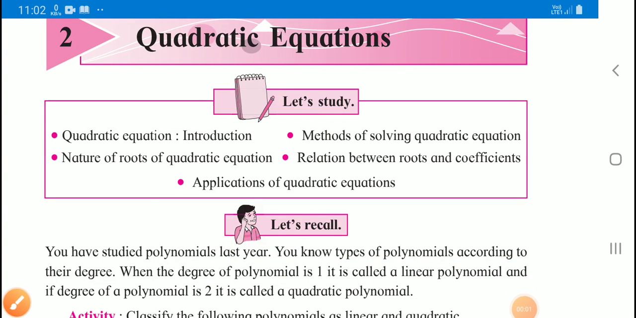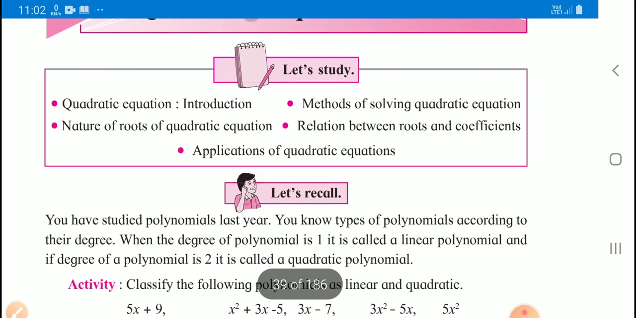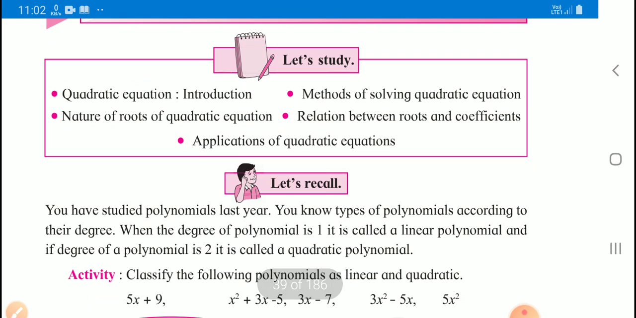Hello students, today we will see Mathematics Part 1, Chapter number 2, Quadratic Equations. In this, let us study quadratic equations. Here they have given the introduction, then the methods of solving quadratic equations, then the nature of roots of quadratic equation, then relation between roots and coefficients and application of quadratic equations.